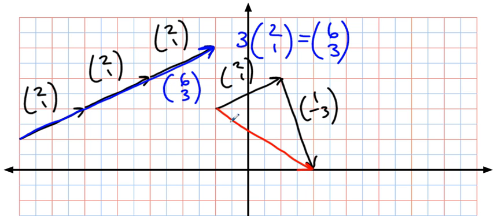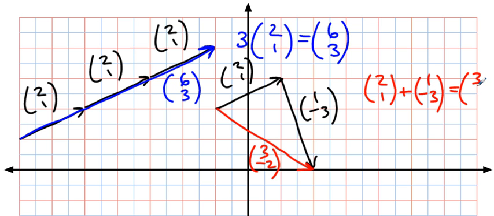And it appears that from here to there, I go over 3 and down 2. Therefore, it appears that the vector 2, 1 plus the vector 1, negative 3 is the vector 3, negative 2. It appears that that is the case, and in fact, it is. This is not surprising.